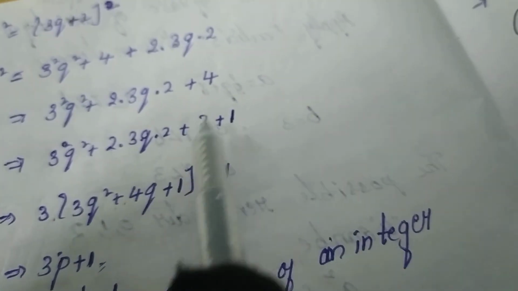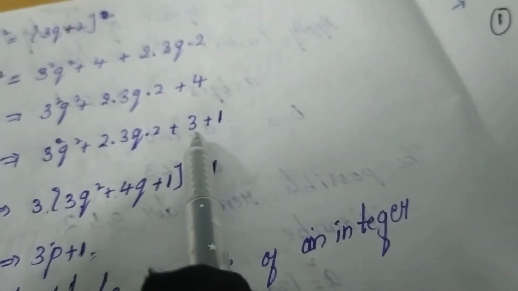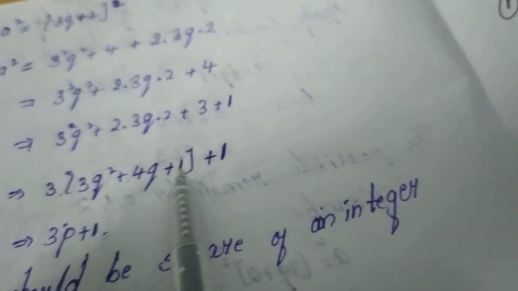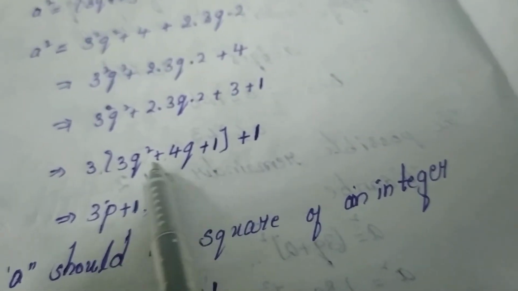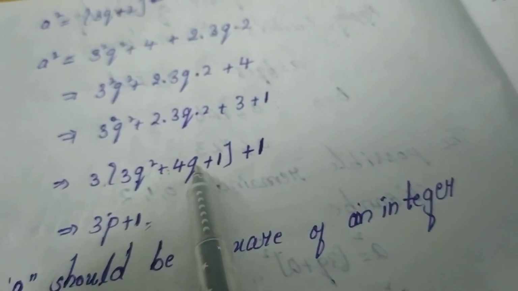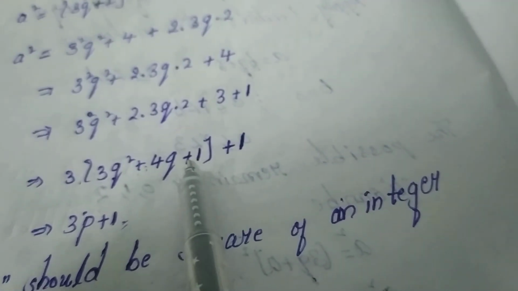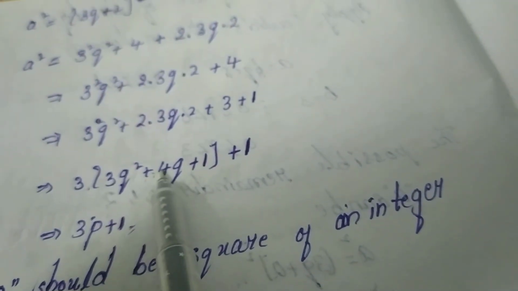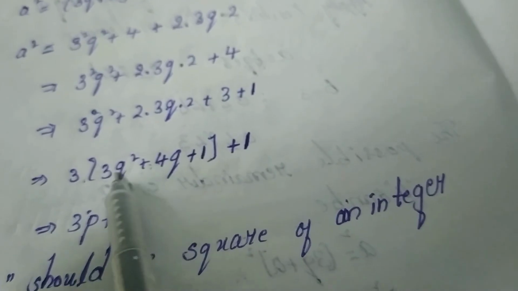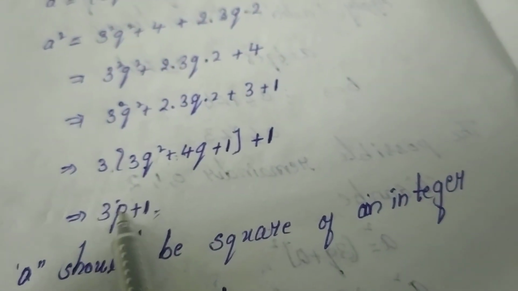Here 4 can be written as 3 plus 1, which is again 4. Here I am taking the 3 common. How much is left here? 1. When we apply any number in place of q, I am writing the 1. 3 ones are 3, plus 4 ones are 4, plus 1, means 3 plus 4 is 7, 7 plus 1 is 8. Again we get an integer. The whole value can be written as 3p plus 1.